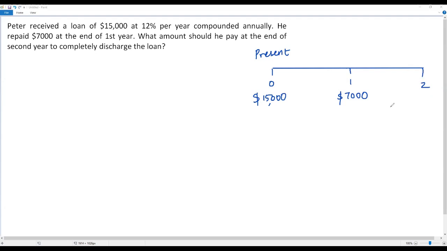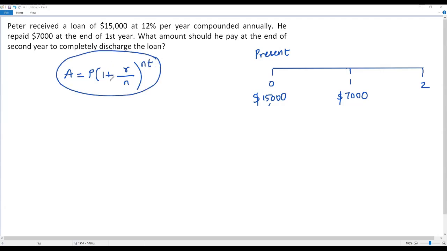completely discharge the loan. Okay, since it's a problem based on compound interest, we can use the compound interest formula, that is A equals P times (1 + r/n) to the power of n times t. Now let's understand the components of this formula. A is the value of the money after t years, and P is the initial value of the money. R is the rate of interest in decimal. N represents the number of times the interest is compounded in a year.